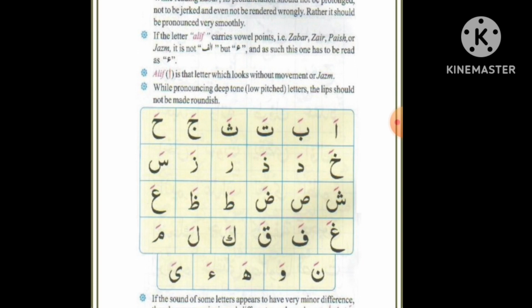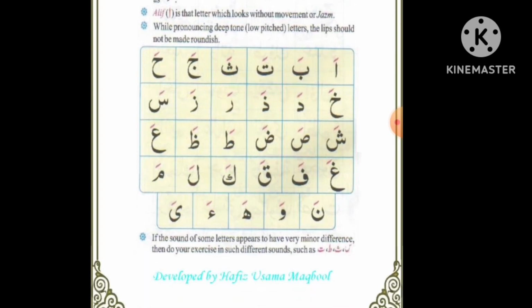If the sound of some letters appears to have very minor difference, then do your exercise in such different sounds such as seen, sa, ta, ta. Like I gave you one example of seen zabar sa, swad zabar swa. There is a minor difference between them. Okay. Then you have the ta zabar ta and ta zabar ta, ta. Okay. So see to it that you pronounce the heavy letters with a heavy sound and light letters with the light sound. And then there is an exercise for this lesson.